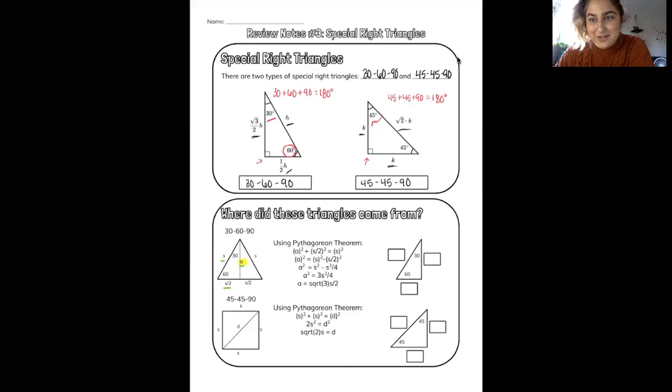So using our tools in our toolbox, we know the Pythagorean theorem is a squared plus b squared equals c squared, right? We are going to plug in some letters and numbers. So I've done it here for you, but I'm going to do it again because I think it's easier if I walk through it. So if I am plugging in my side lengths, my long side is a, so I have a squared, plus my short side, which is s divided by 2 squared, equals s squared.